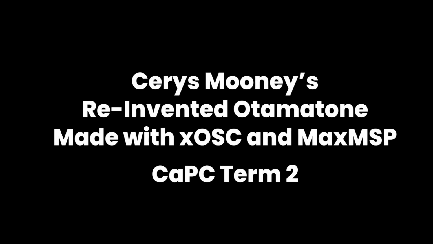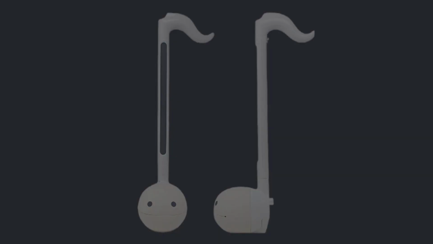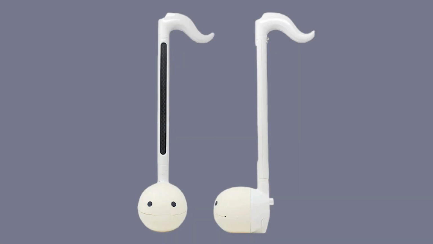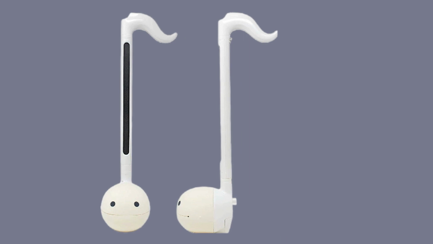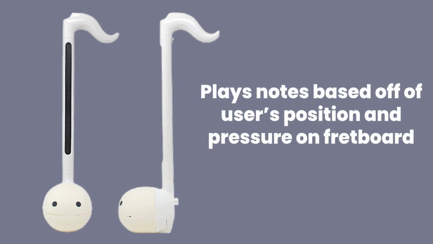This is my reinvented Otamatone for CaPC Semester 2. An Otamatone is a Japanese instrument shaped like an eighth note that uses simple musical synthesis with a user's position and pressure on a fretboard.